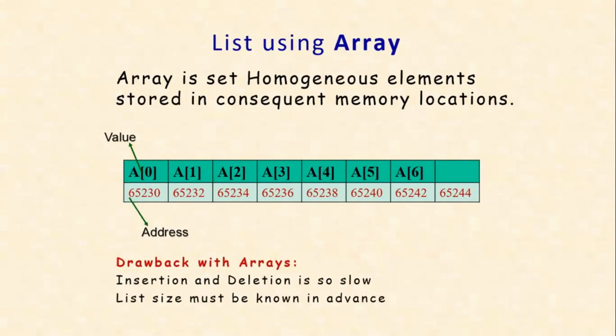Okay, so what is an array? I think you are all already aware of arrays, but I am defining this in this way. An array is a set of homogeneous elements stored in consequent memory locations. You have to note down these two terms perfectly. Homogeneous elements means all the elements must be of the same type. Consequent memory locations means all the values have to be stored in neighbor memory locations.